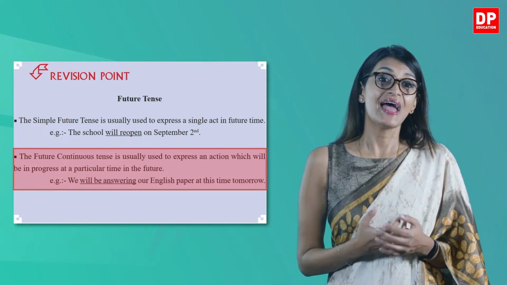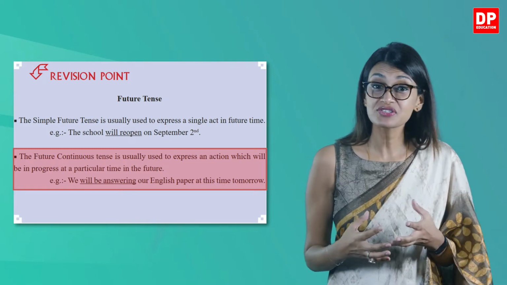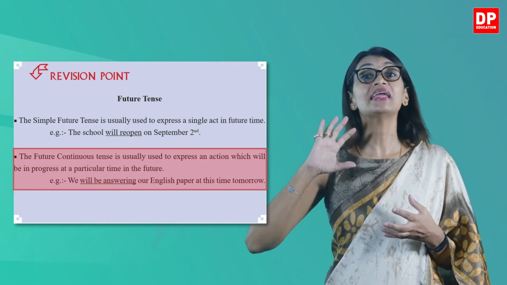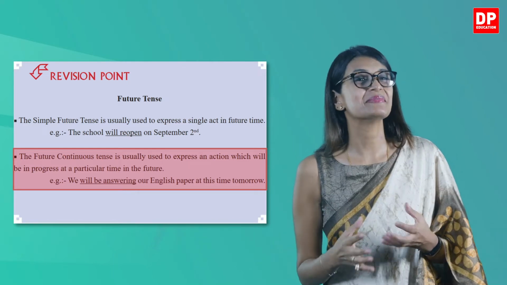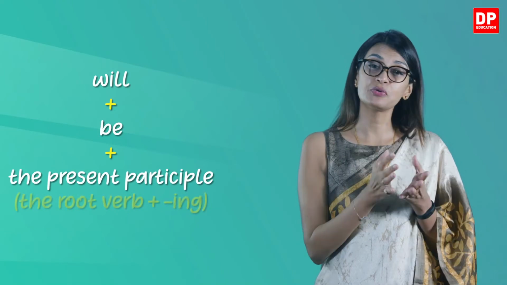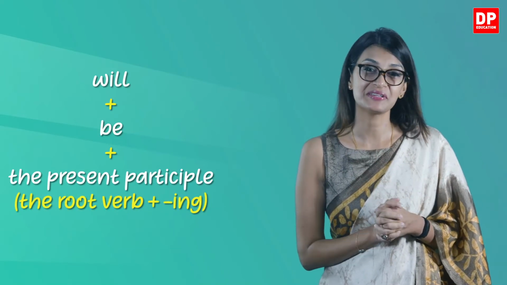Will be answering has been underlined, so the action of answering will be in progress at a particular time in the future. The future continuous tense, sometimes also referred to as the future progressive tense, is a verb tense that indicates that something will occur in the future and continue for a particular period of time. It is formed using the construction will, be, the present participle, that is the root verb and ing.